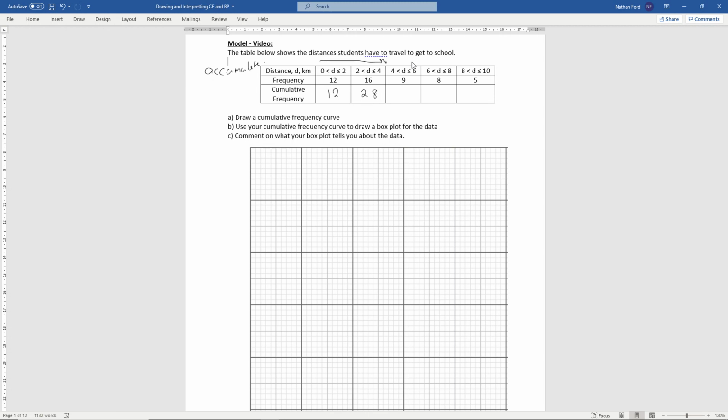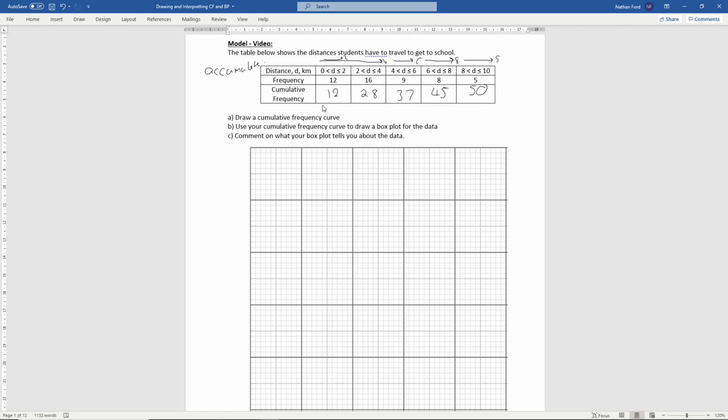So all the way up to 6 is going to be 12 plus 16, which is 28, plus 9, which is 37. Up to 8 from the start is just going to be 45. So I get that from 12 plus 16 plus 9, which is 37, adding on 8 gives me 45. And then we add on another 5 more to get to 50. So that's the first thing we need to do: accumulate our frequencies in a table format.